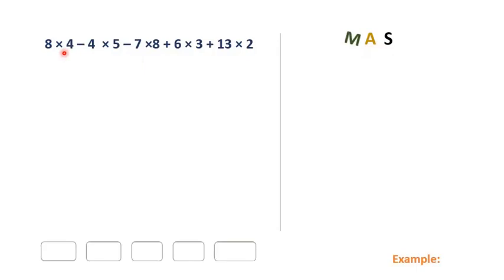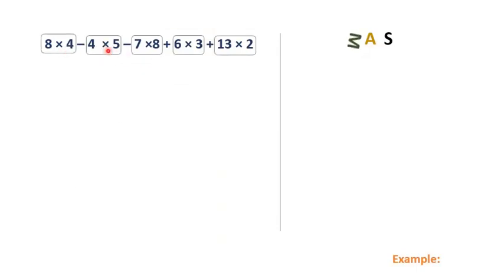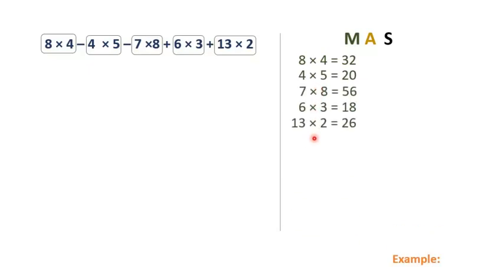One more example let us take up. If you see here, you can see again those three operations: multiplication, subtraction, addition. The order of operation should be MAS, that is multiplication, addition and then subtraction. So let us first multiply all the multiplication sums here. So if you see here, 8 into 4 is 32, 4 into 5 is 20, 7 8s are 56, 6 3s are 18 and 13 2s are 26.